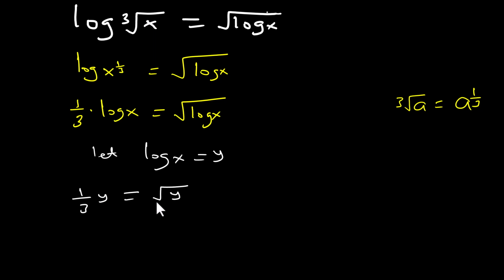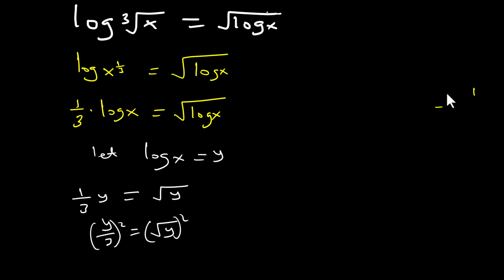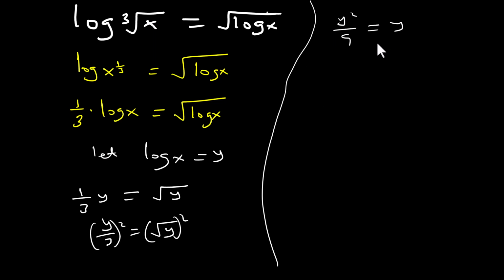All right, so let's look at this. We have 1 over 3 y equals the square root of y, so we can say y over 3 equals the square root of y. Can we square both sides in order to get rid of the square root? Yes. So this side becomes y squared over 9 equals y.